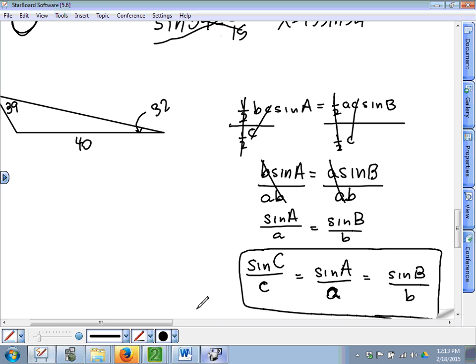Now you're probably not ever going to have to reproduce this derivation, but just so you know, this wasn't just some random thing. It came straight from those two area formulas we were talking about.